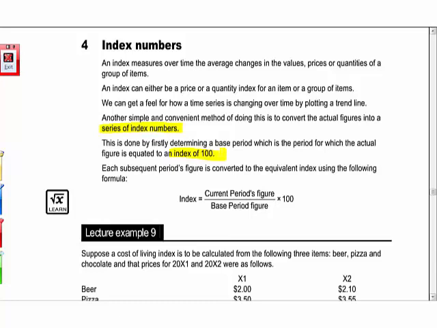Much easier than it would be if you have the raw data, especially if it's a very wide basket of goods. So you start off with your base year and then you work out the actual figure. You turn it into an index for each subsequent period, and you use this formula by taking the current period's figure, dividing it by the actual figure for the base year and timesing it by 100. A useful check is that if your price in, say, year 5 is greater than year 1, the number that you work out on your index has got to be bigger than 100.